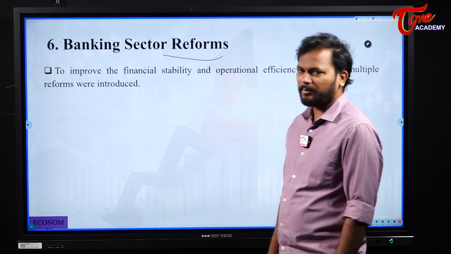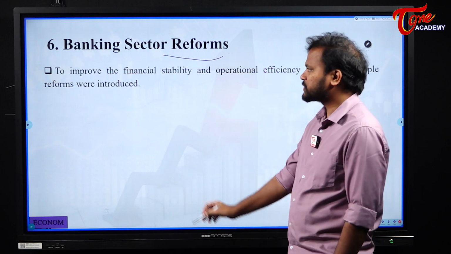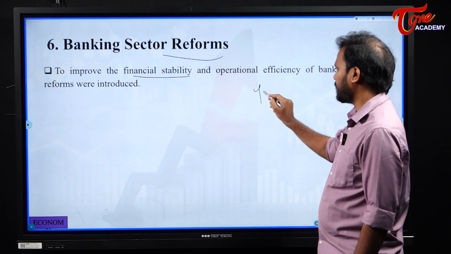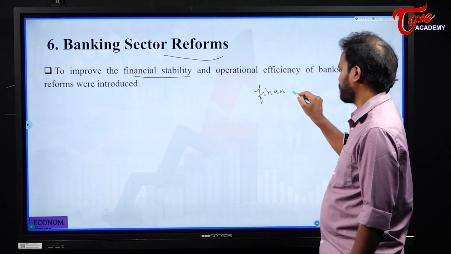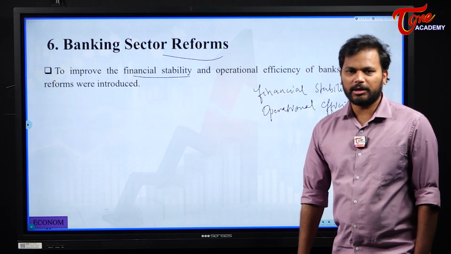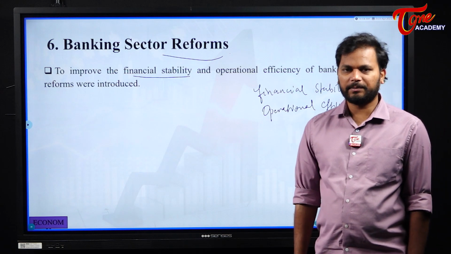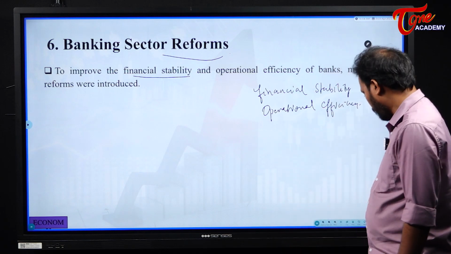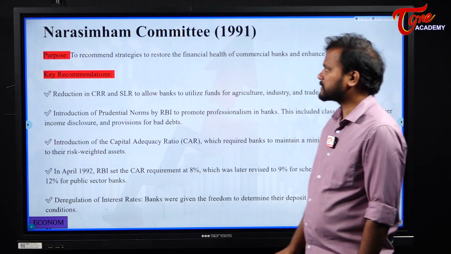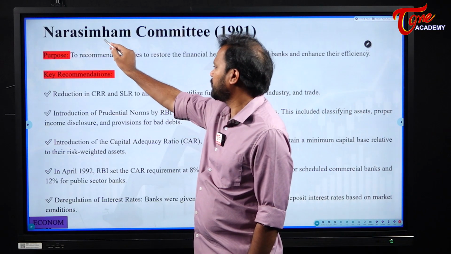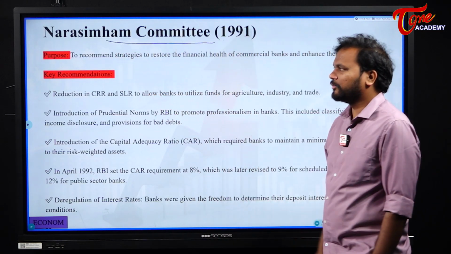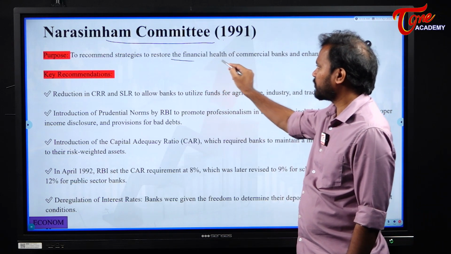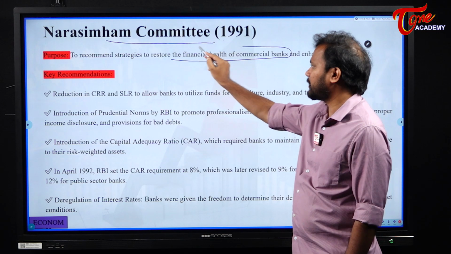The main aim of the banking sector reforms is to improve the financial stability and the operational efficiency of the banking system. Many reforms have been introduced. Now, what are those reforms? The first one is the Narasimhan Committee. The Narasimhan Committee recommended strategies to restore the financial health of the commercial banks.